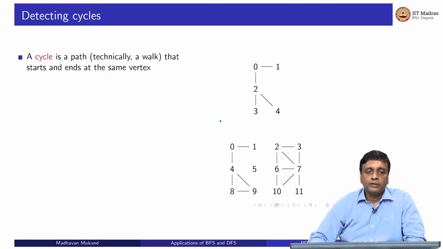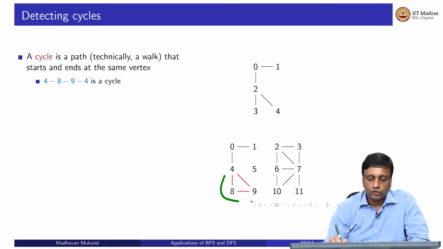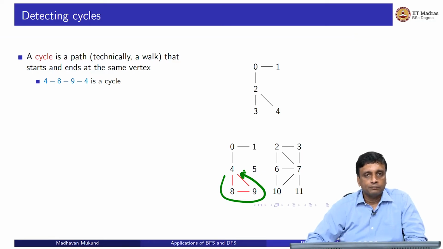So, what else can we do with BFS and DFS? Well, one thing we can do is to detect cycles. So, a cycle is a path or technically a walk that starts and ends in the same vertex. We said, remember, that a path is something which does not repeat vertices, right. So, let us look at this. So, for example, 4, 9, 8, 4, 8, 9, 4 if I go around counterclockwise, right. So, this is a path which starts at 4, it ends at 4. So, by definition, a cycle will start and end at the same vertex. So, in that sense, it will not be a path because it will repeat a vertex. So, it will be a walk, right.